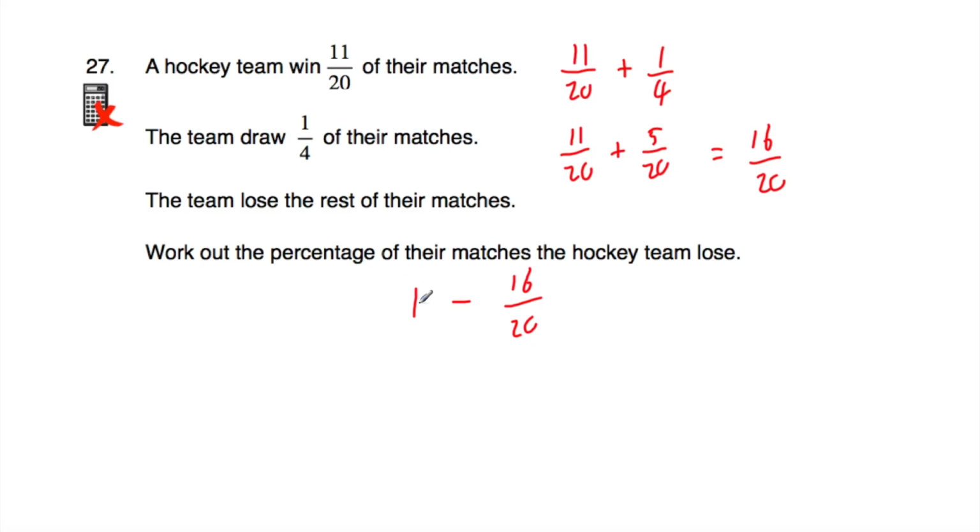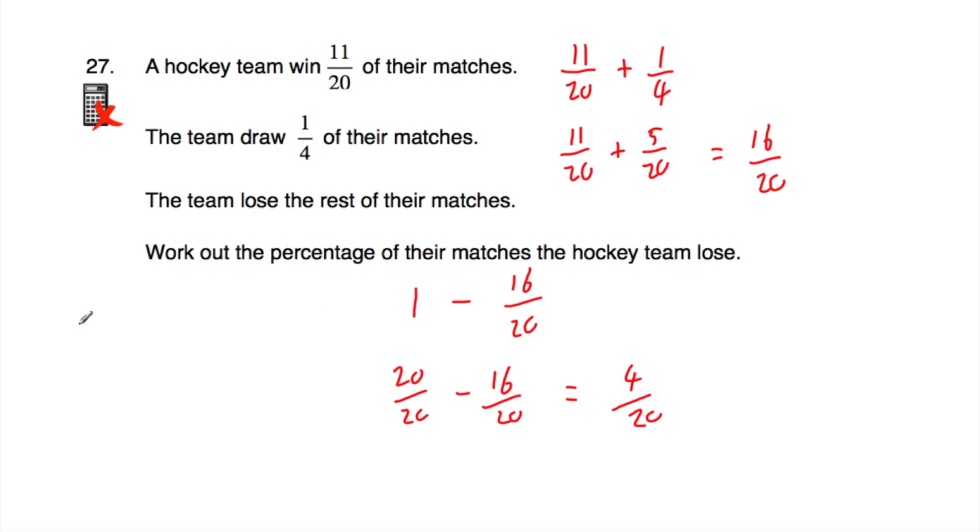Now 1 is 20/20ths. If you have a cake, you can cut it into 20ths. So that'll be 20/20ths take away 16/20ths, which would be 4/20ths. Now some students may have just added together these two fractions, got 16/20ths and said, well, that means that the rest of them would be 4/20ths, and you could go straight from the 16/20ths to 4/20ths if you wish. Okay, so we now know that the team lose 4/20ths of their matches. So we want to change this to a percentage, because we want to write down the percentage of the matches that the hockey team lose. There's a few different ways we could do this.